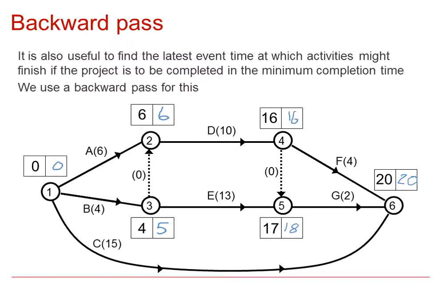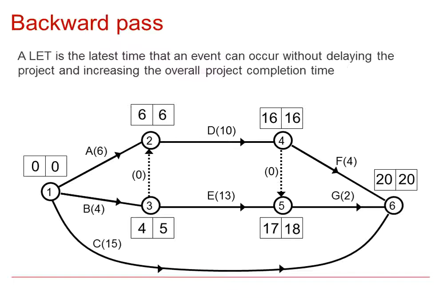So you always have the same numbers placed at the sink node in the left and right hand boxes, and you would expect to always have the left and right hand boxes being 0 at the source nodes. That's just a way of helping you check your work. So the latest event time is the latest time that an event can occur without delaying the whole project and increasing the overall project completion time.